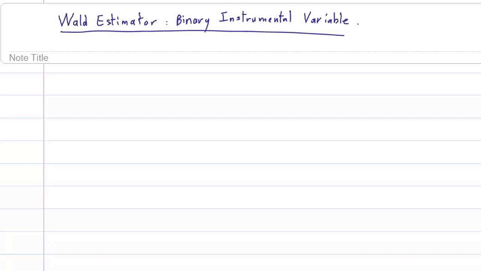In this video, we are going to cover the Wald estimator, which is just a special case of the instrumental variable estimator when we have a binary instrument. So let's consider a simple model: Y equals beta 0 plus beta 1 x plus u. And we have the usual problem of endogeneity, which is that the expected u, knowing x, is different from 0.